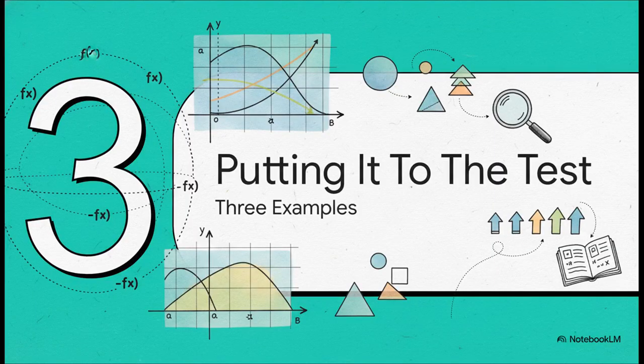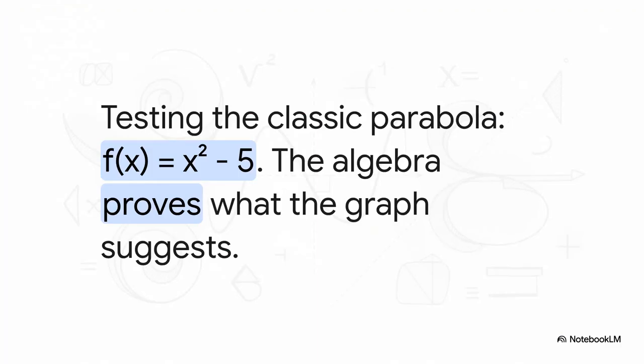Okay, theory is great, but let's get our hands dirty and see how this test actually works in the real world. We're going to run through 3 examples, starting simple and then getting a little more tricky, just to see this thing in action. We'll start with an old friend, a simple parabola. You know, just looking at it, you can probably guess that this has y-axis symmetry. But guessing isn't good enough in math. The algebraic test is how we prove it for sure.